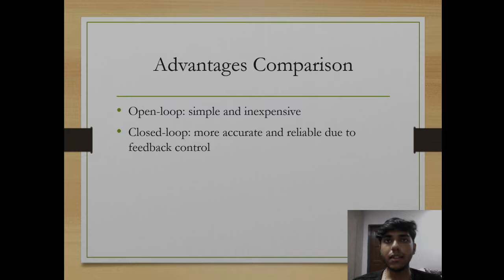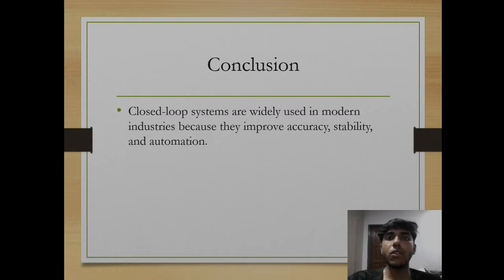In comparison, open loop systems are simple and inexpensive, while closed loop systems provide better accuracy, stability, and reliability because they use feedback control. In conclusion, both systems are useful depending on the application. However, closed loop systems are widely used in modern industries because they provide better control, higher accuracy, and improved automation.